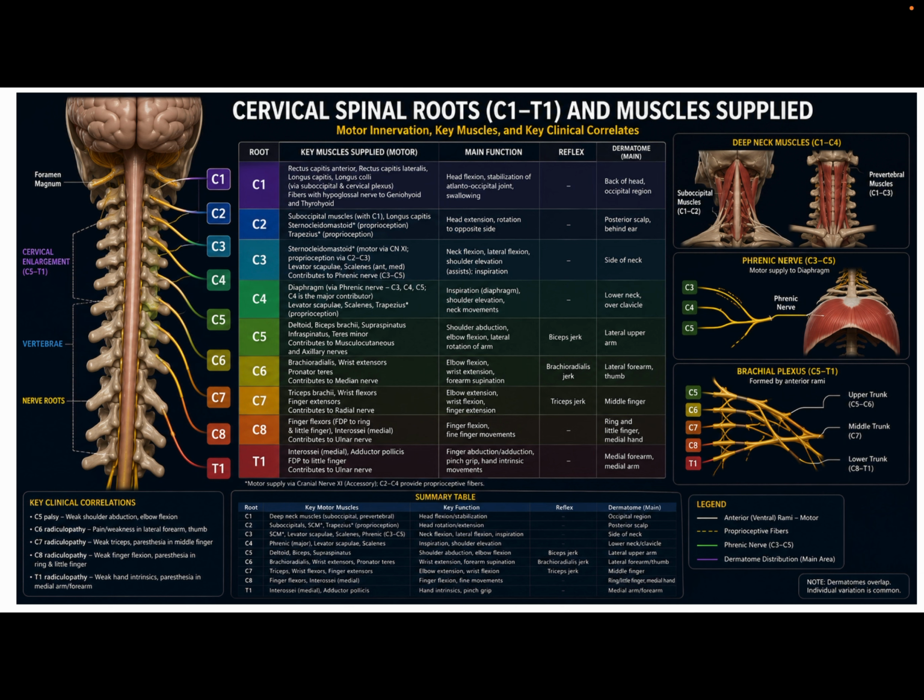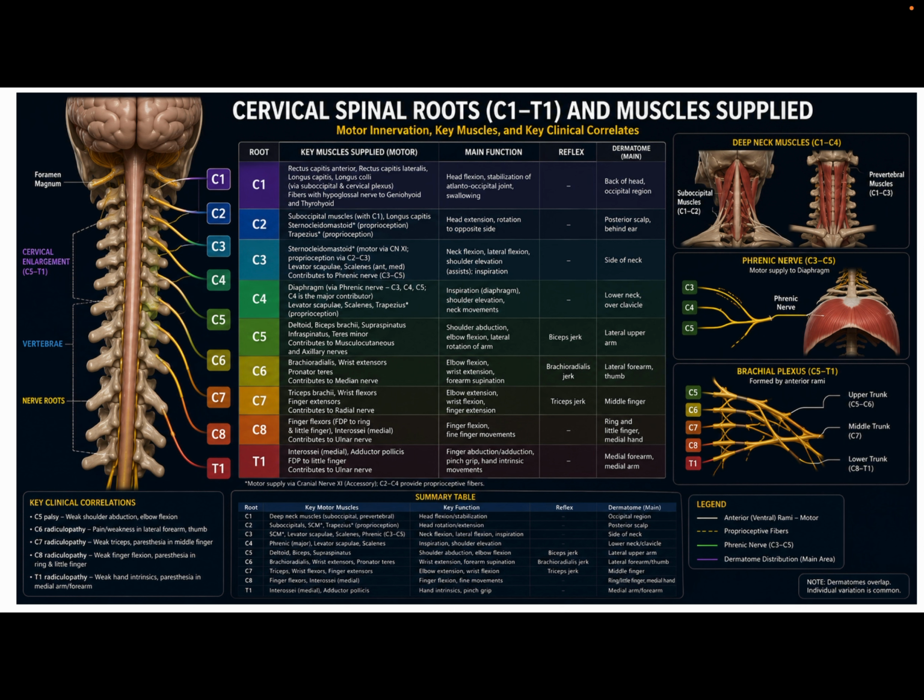So the brachial plexus is formed by anterior rami of C5 to T1, forming the upper, middle and lower trunks. Key clinical correlations: C5 palsy causes weak shoulder abduction and elbow flexion. C6 radiculopathy causes pain and weakness over the lateral forearm and thumb.